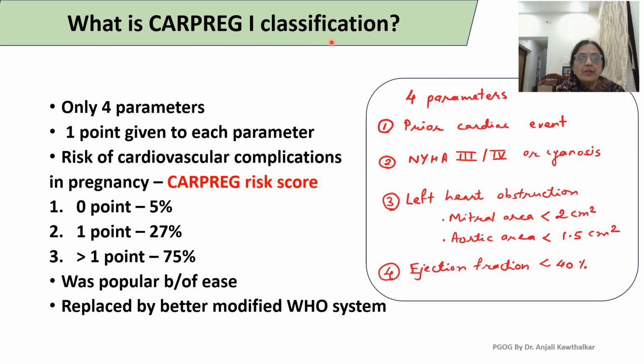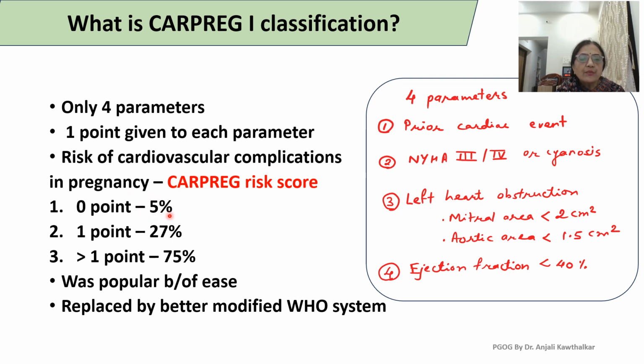What is the CARPREG 1 classification? As I said, it was the classification which was used quite frequently in the past. There are only four parameters. 1 point is given to each parameter. The risk of cardiovascular complications in pregnancy is called the CARPREG risk score. So this score tells how much is the risk of a patient having cardiovascular complications during pregnancy.